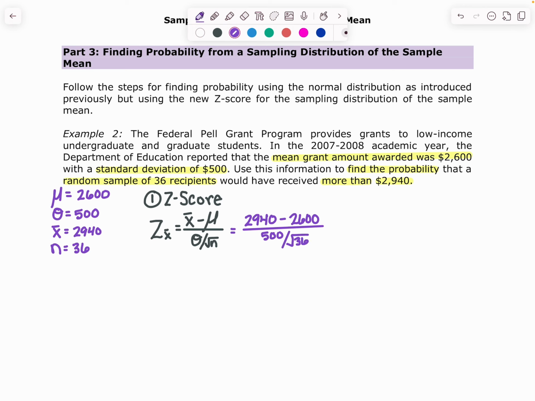When I go to do this in my calculator, if I do the top piece in parentheses and I put the bottom piece in parentheses, I can type this all in one, so long as I have those parentheses around the top and the bottom. And when I do that with the parentheses, I get exactly 4.08. There is no rounding on that. It is exactly 4.08.